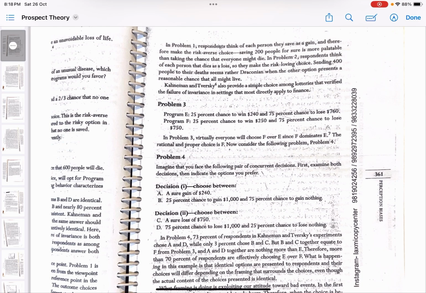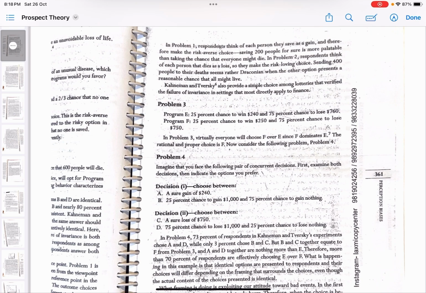25% chance to win 240 and 75% chance to lose 760. Program F: 25% chance to win $250 and 75% chance to lose 750.